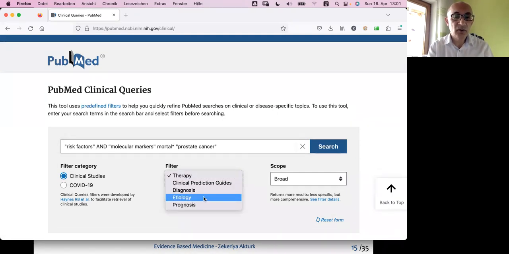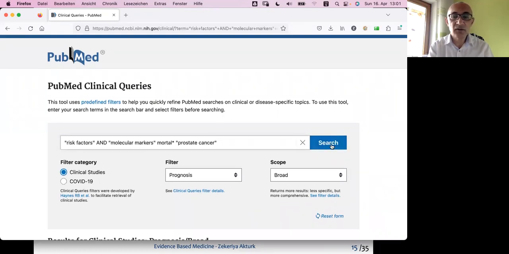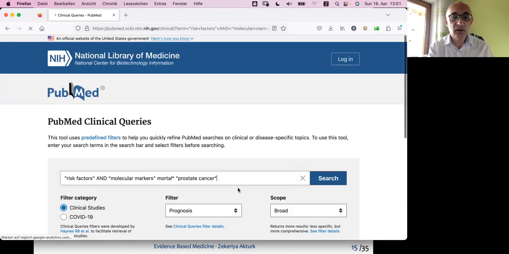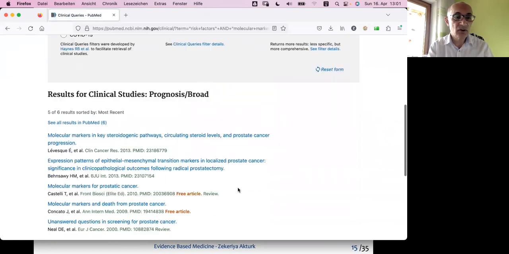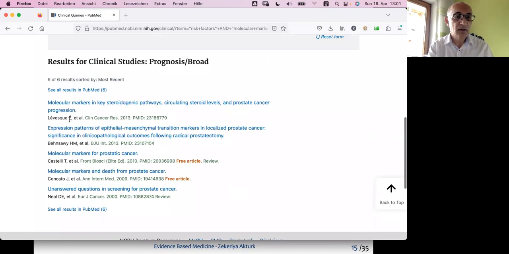And among the filters, I will use the prognosis filter, and let us leave the scope broad and see if we have too many hits, we may narrow it. Okay, I clicked search. Here are my results. Six results only, okay, not so many. And if you look, molecular markers for prostate cancer. So exactly, actually, the title which I am looking for.